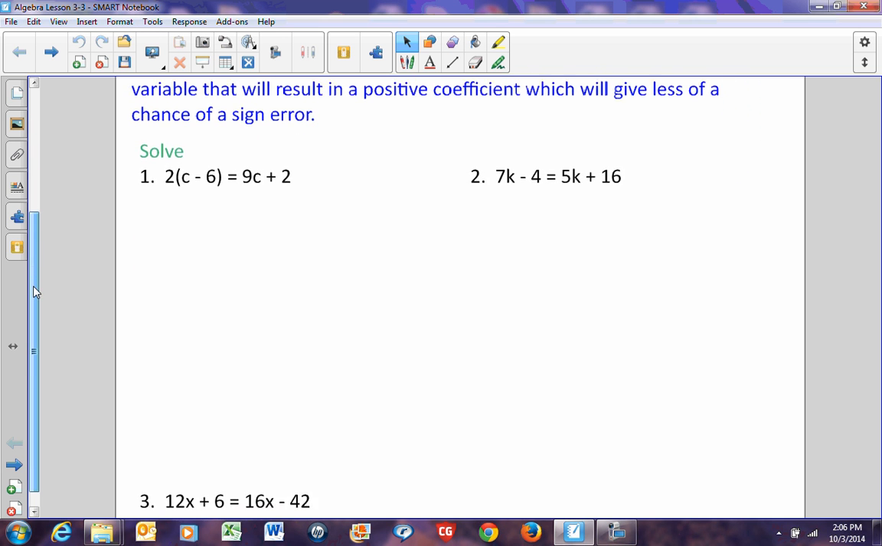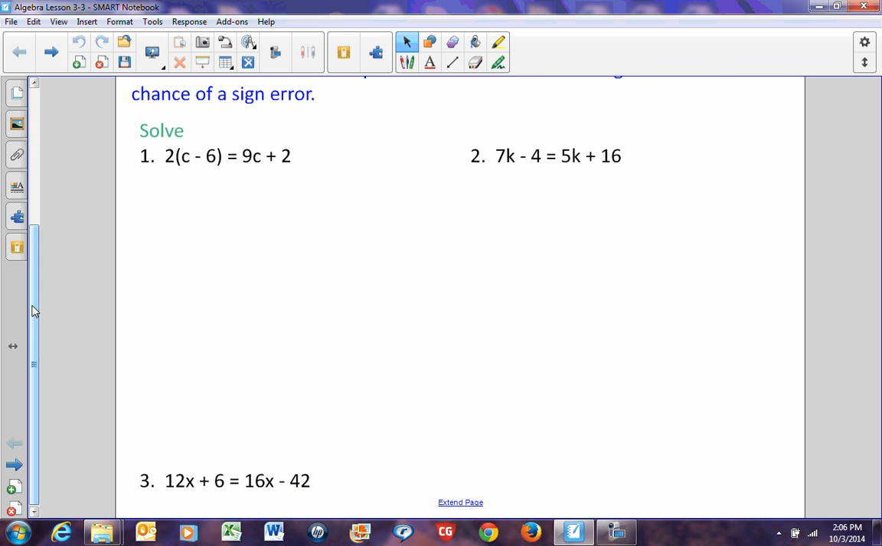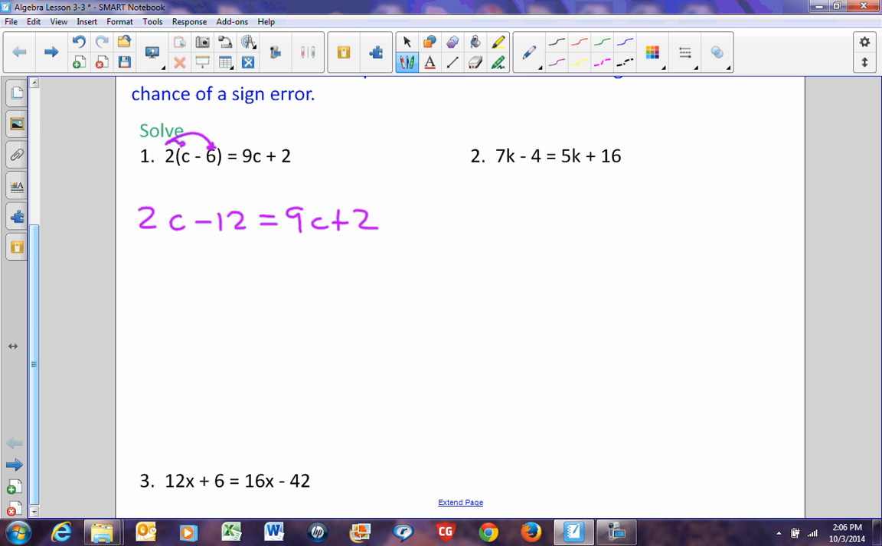We're going to solve 2(c - 6) = 9c + 2. Before we can even start moving variables from one side of the equation to the other, we need to simplify if at all possible. And it's obvious that we can distribute right here to make it a little bit easier to solve. So 2 times c is 2c, and 2 times negative 6 is negative 12, and that's going to equal 9c + 2. Now we have c's on both sides of the equation.